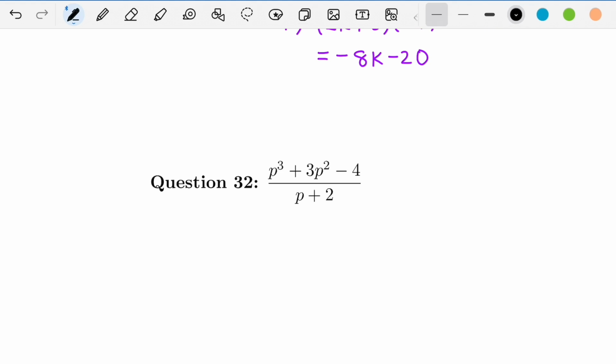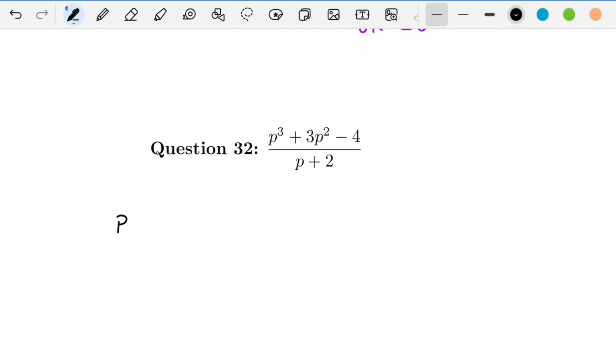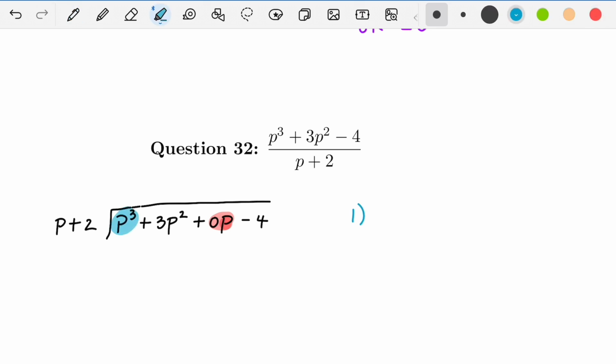So what I mean is we're going to rewrite this polynomial in the numerator as p cubed plus 3p squared plus a 0p term minus 4. So this 0p here is just going to be a placeholder, and we're going to need that to divide these guys. So we're going to set this up like usual here. We're dividing this polynomial by p plus 2. So again, our first step is going to be to divide out the first terms. So p cubed divided by p. This will give us a p squared, and this is what's going to go up here.